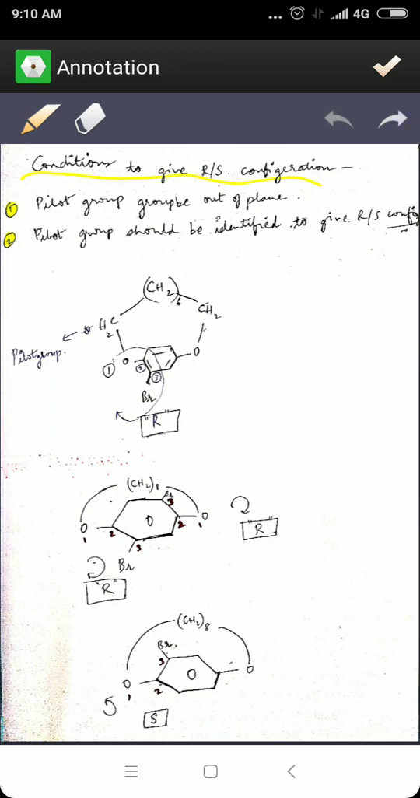configuration. So always remember that RS configuration for the ANSA compound is going to be very simple. The only thing is you have to identify the pilot group. If you identify the pilot group, then the numbering is going to be in an order. If the substituent is below, then it is going to attain R. If the substituent is above, then it is going to attain S, depending on the numbering and the direction. Now let us go to the second example.